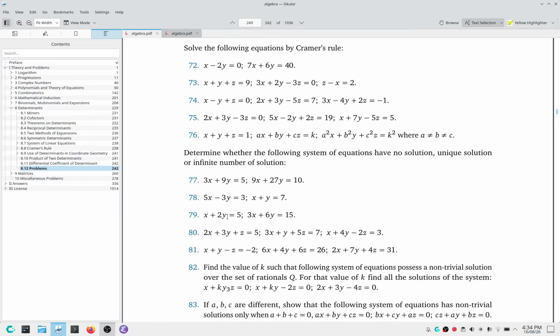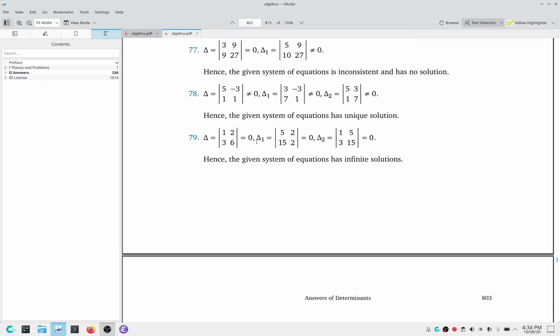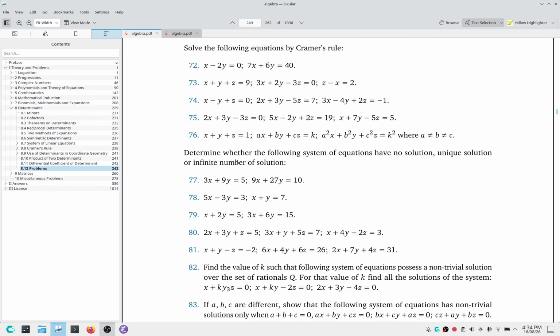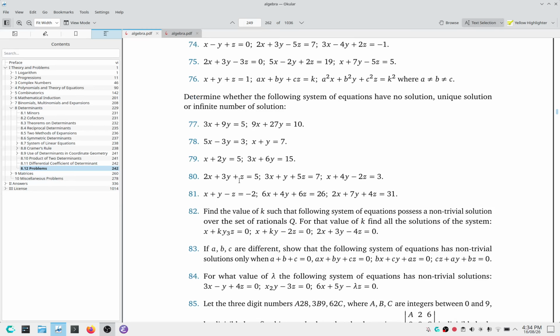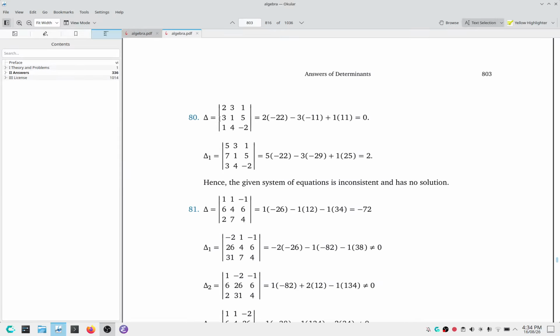Question 79 is x plus 2y is equal to 5, 3x plus 6y is equal to 15. So here delta is equal to 0, delta 1 is equal to 0, delta 2 is equal to 0. So the given system of equations has infinite solutions. Question 80 is 2x plus 3y plus z is equal to 5, 3x plus y plus 5z is equal to 7, x plus 4y minus 3z is equal to 3. So here delta is 0 and delta 1 is not equal to 0. So the given system of equations becomes inconsistent and has no solution. So with this, we come to the end of question number 80.